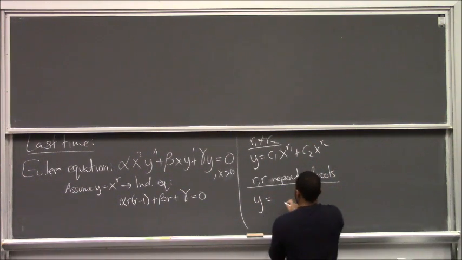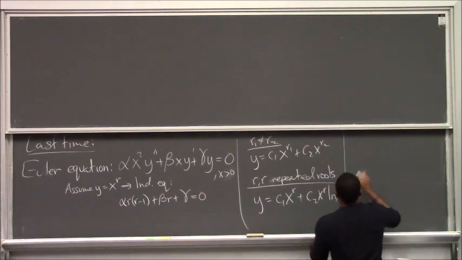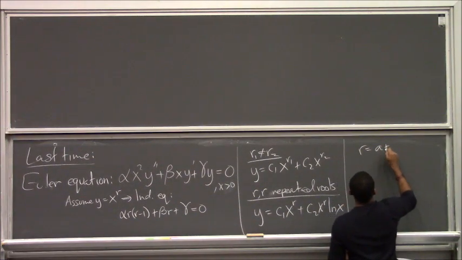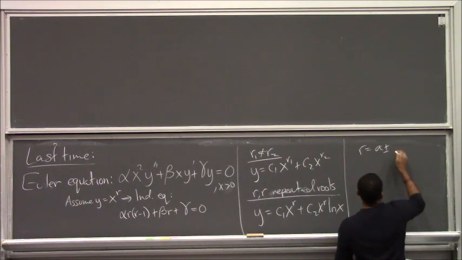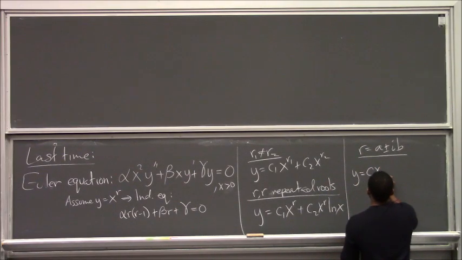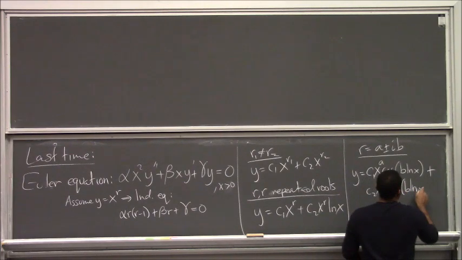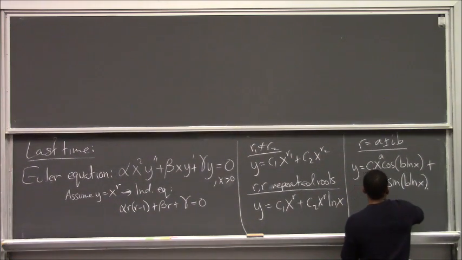It looks like C1 x to the r plus C2 x to the r natural log of x. And if we have complex roots, r equals a plus or minus bi, the solution is C1 x to the a cosine of b ln x plus C2 x to the a sine of b ln x. Okay. Now we learn how to solve those.